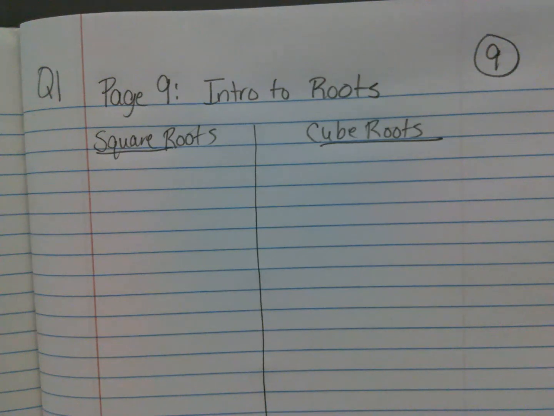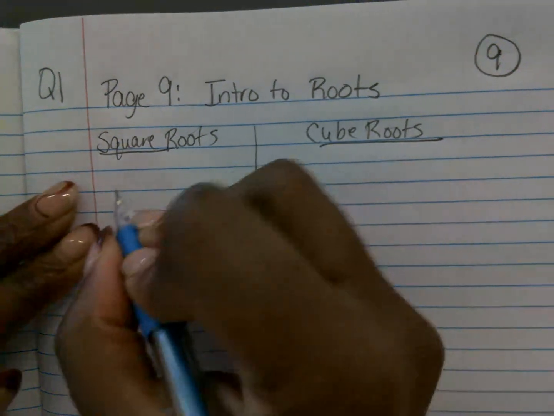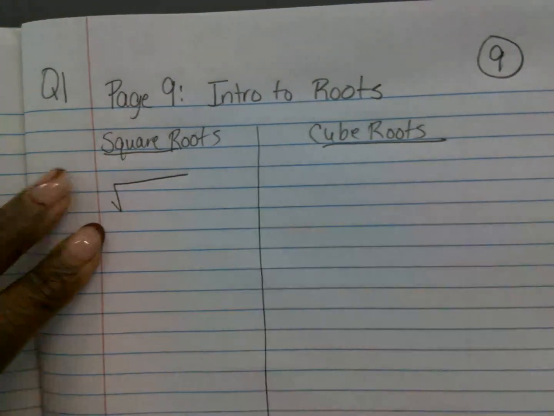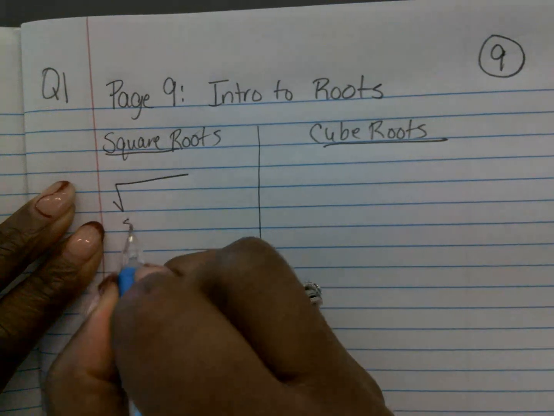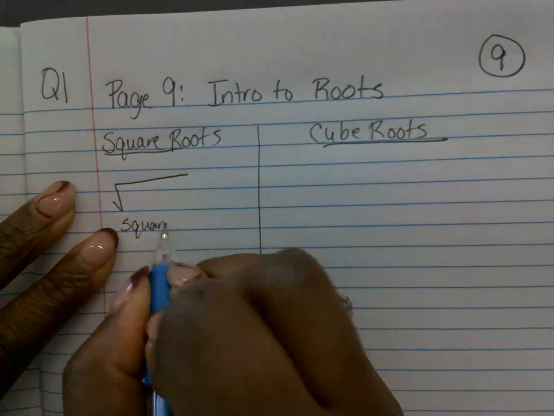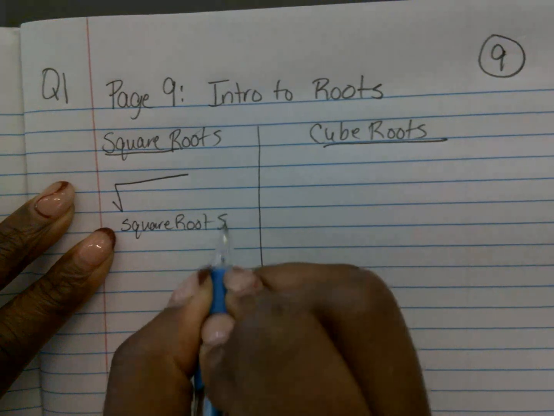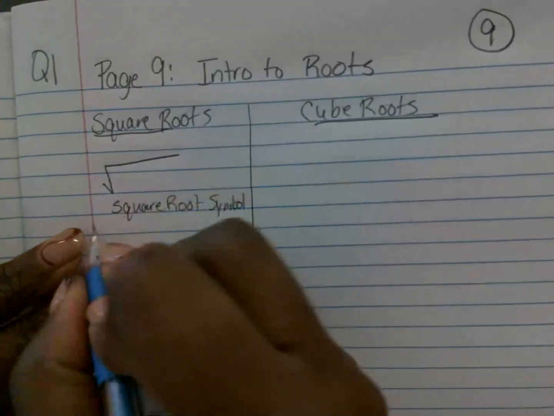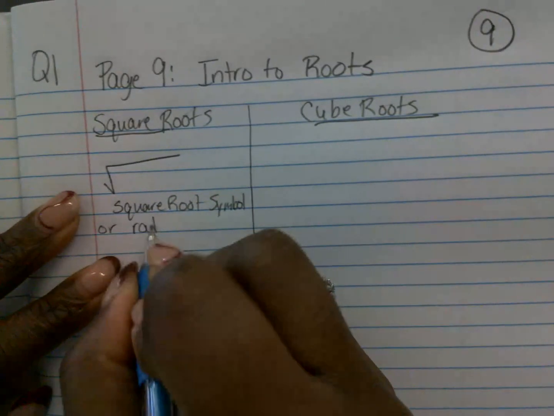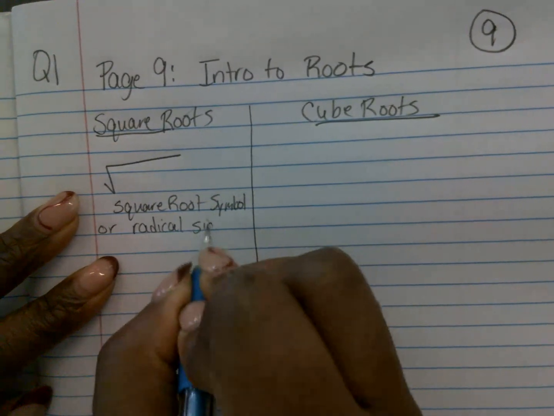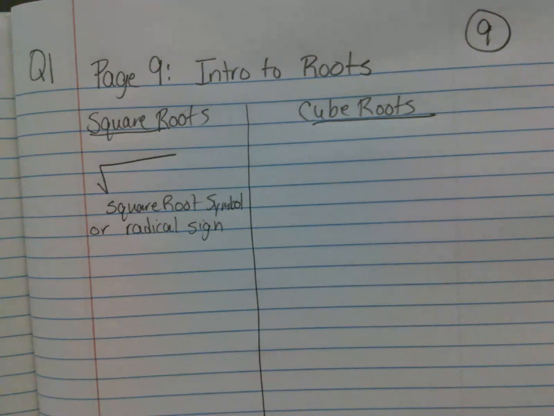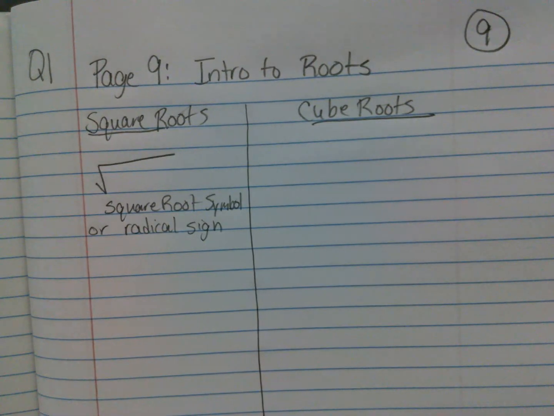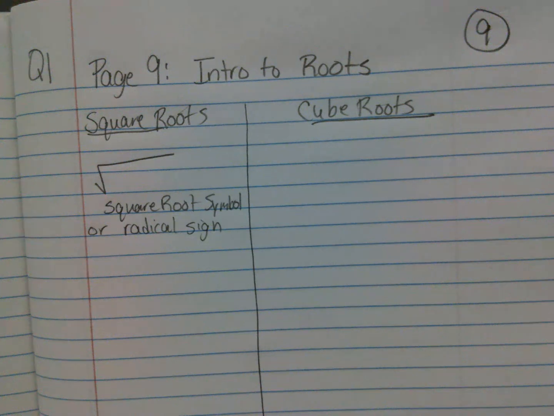For square root, it's just the radical sign. Radical sign looks like this. This is a square root symbol. It is also called a radical sign. Just a plain old radical sign. But a simple radical sign by itself means just square root, because there's no such thing as a one root.